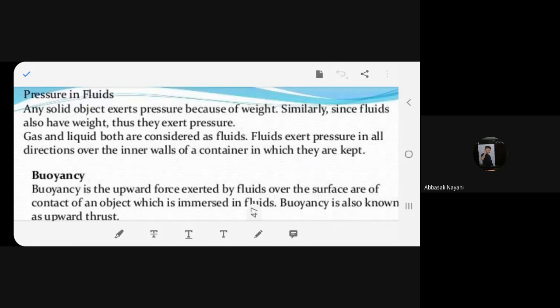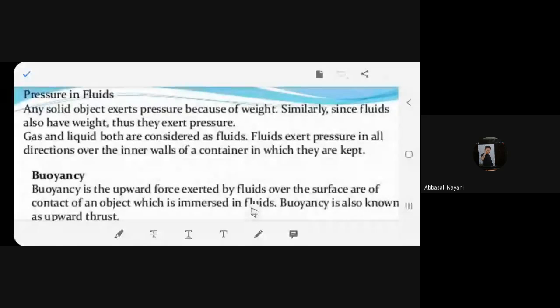Pressure in fluids. Any solid object exerts pressure because of weight. Similarly, since fluids also have weight, they exert pressure. Gas and liquid both are considered as fluids. Fluids exert pressure in all directions over the inner walls of a container in which they are kept.